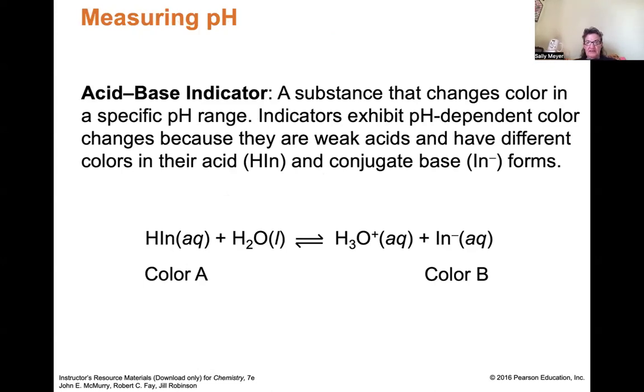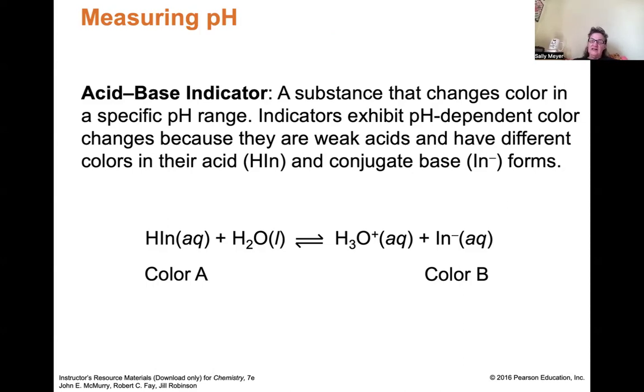Okay, so an acid-base indicator. This is just another concept we have to learn about. It's a substance that changes color at a specific pH or pH range. Indicators exhibit pH-dependent color changes because they're weak acids and have different colors in their acid or their conjugate base form. So as the pH changes, as we just saw, you'll have more either in the protonated state as an acid or the deprotonated state as a base.